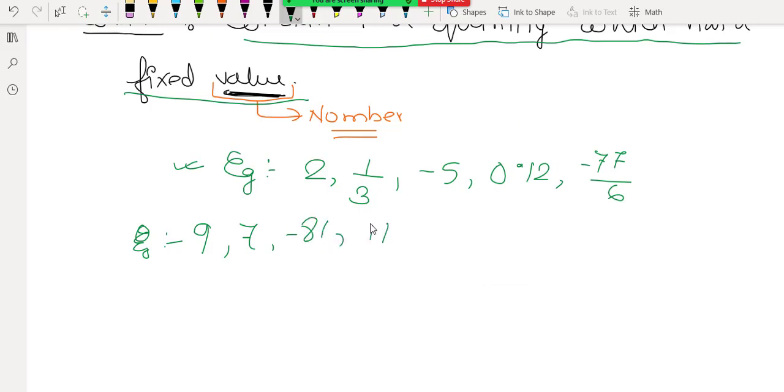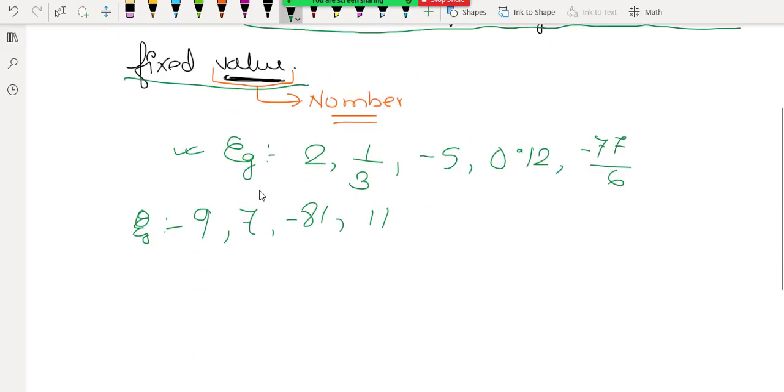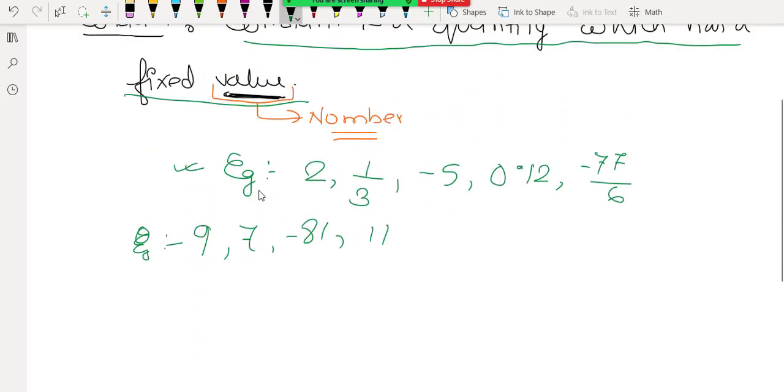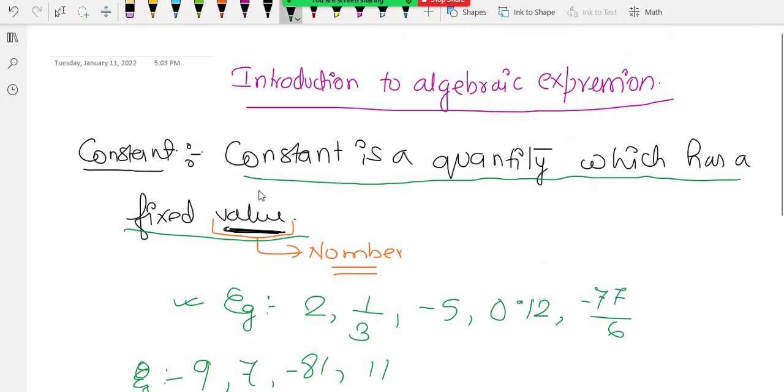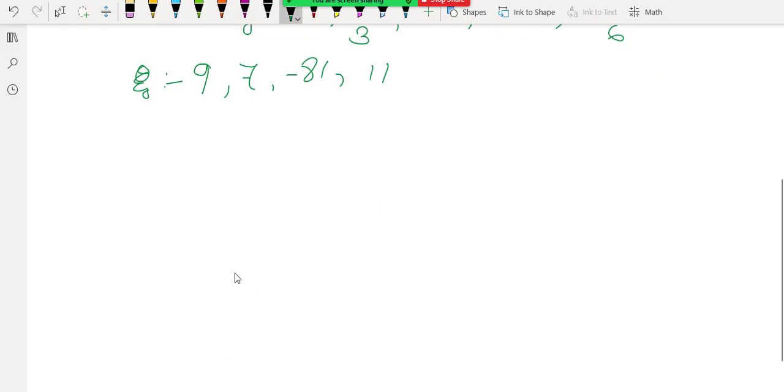So we have studied that constant is a number. Understood? What is constant? Constant is a number. So far we have studied that constant is a number. Understood, everybody? Yes, sir. Okay, very good. The next point we have to study is a variable.